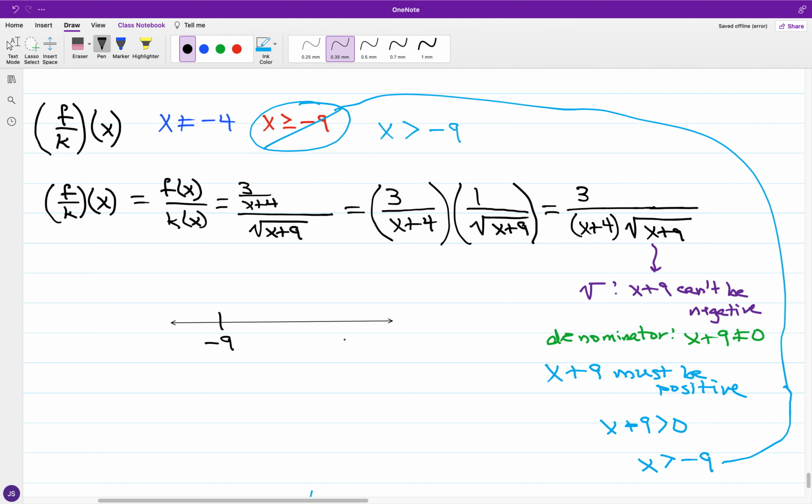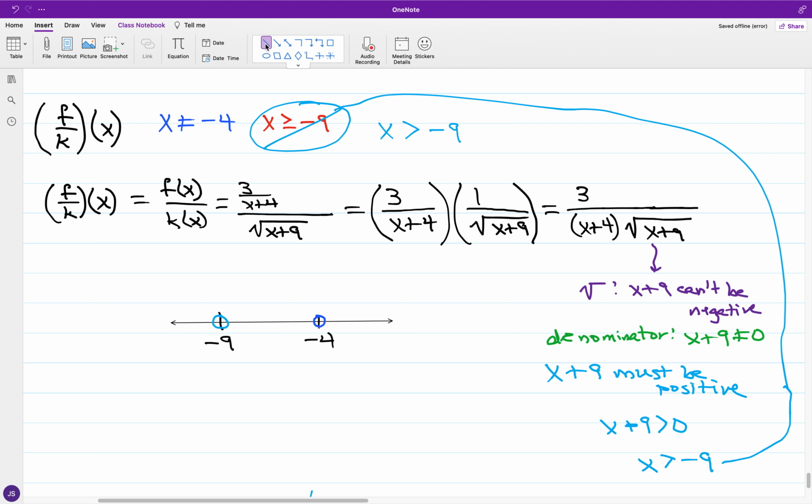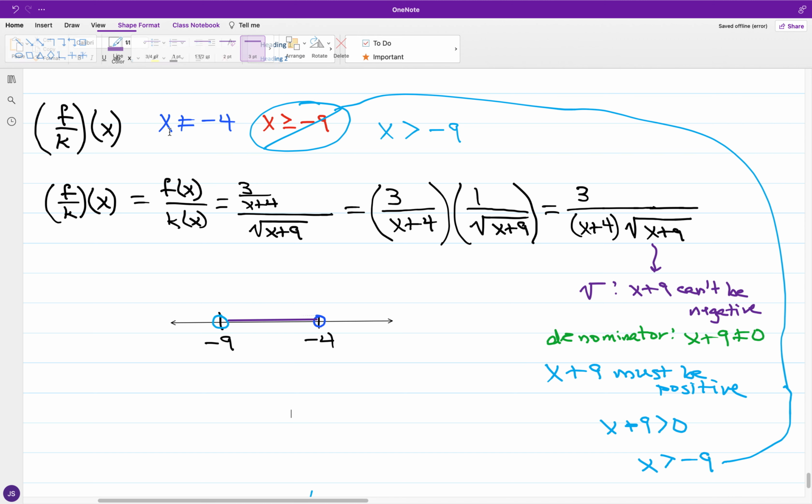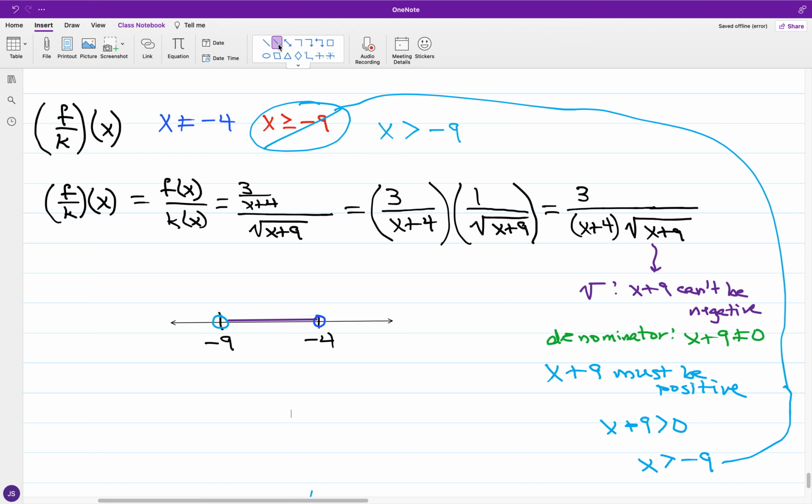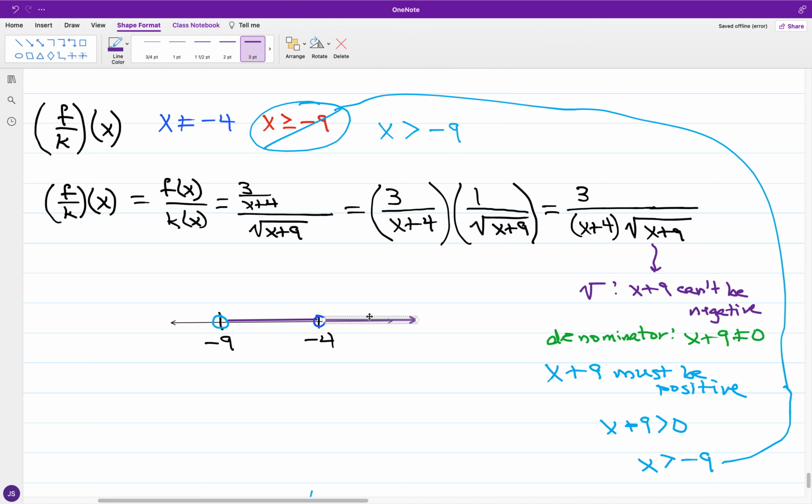Okay, so in consequence, we've got negative 9, also negative 4. This time negative 9 is not part of the set. So we're starting from going past negative 9, approaching and not including negative 4. And once we get past negative 4, we have continuous activity to the right.